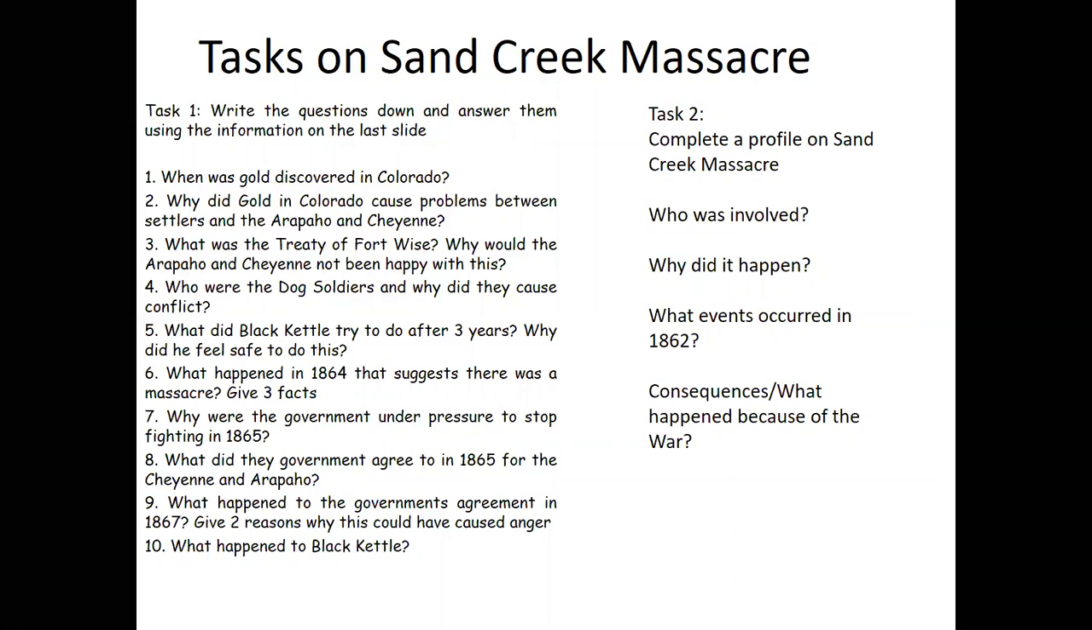What happened in 1864 to suggest it was a massacre? Give 3 facts. Why was the government under pressure to stop fighting in 1865? What did the government agree to in 1865 for the Cheyenne and the Arapaho? What happened to the government's agreement in 1867? Give 2 reasons why this could have caused anger. And then what happened to Black Kettle for number 10? Answer those questions, write the question down and then answer them, so you don't need to do them in full sentences. And then task 2, complete a profile on the Sand Creek Massacre.